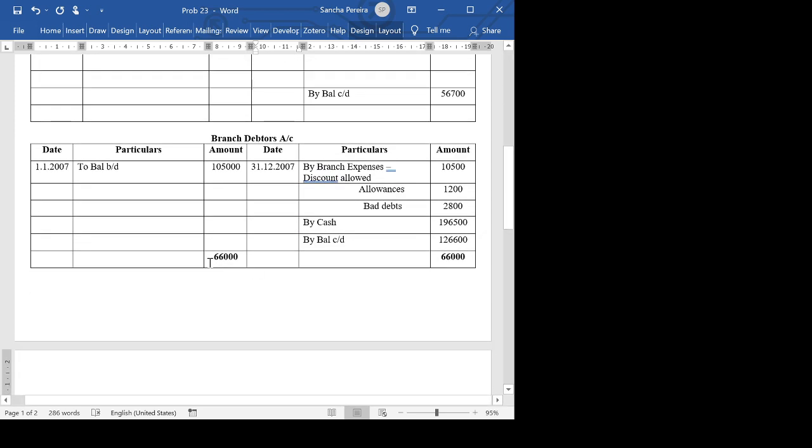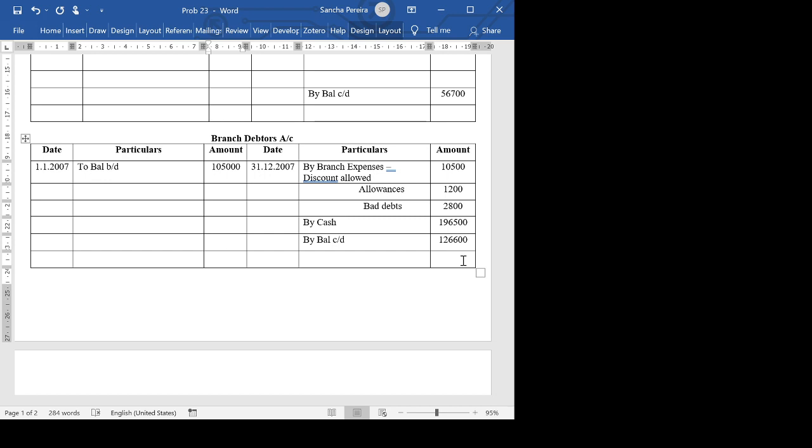As you're solving the problem, you realize that in the debtors account there is something missing. You've got the cash received, you've got the balance carried down. These are the usual items. Now in this problem, there's something else missing in the debtors account. Can anyone tell me what is missing?